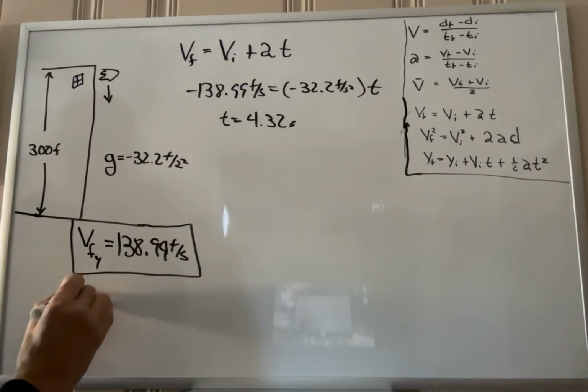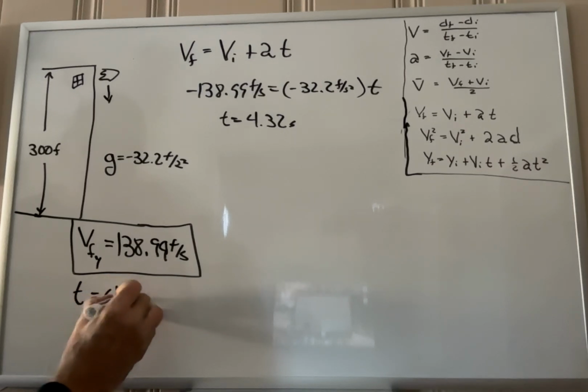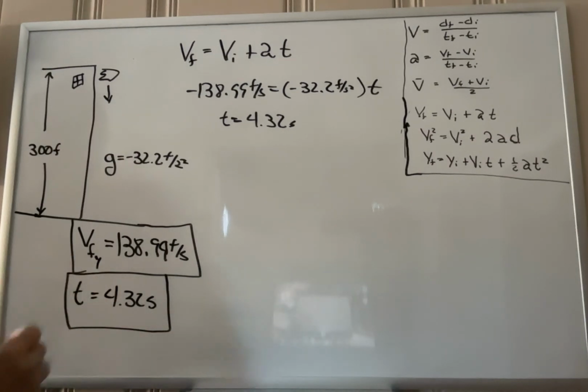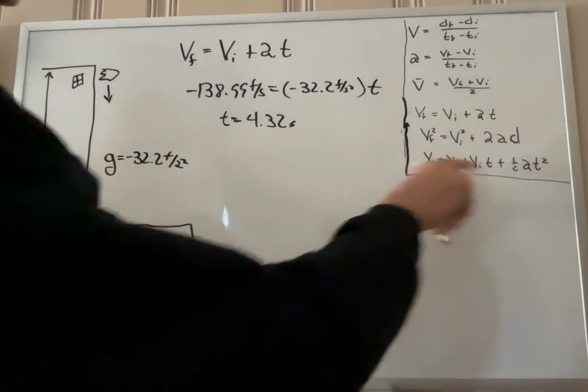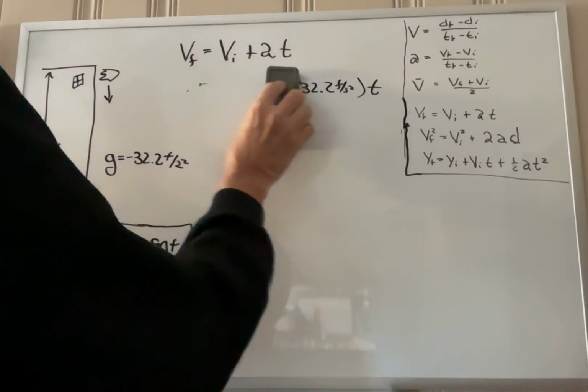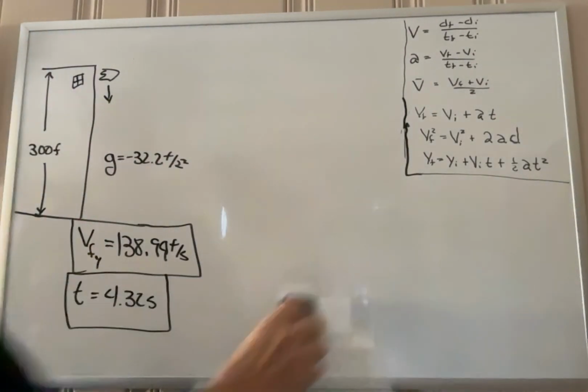So I know the amount of time it took was about 4.32 seconds. All right, we can use this. I'll use this in the next example. We can use that. It's a little more complicated, but it will give you the same results. All right, so that's a really simple way of looking at how these kinematic equations work.